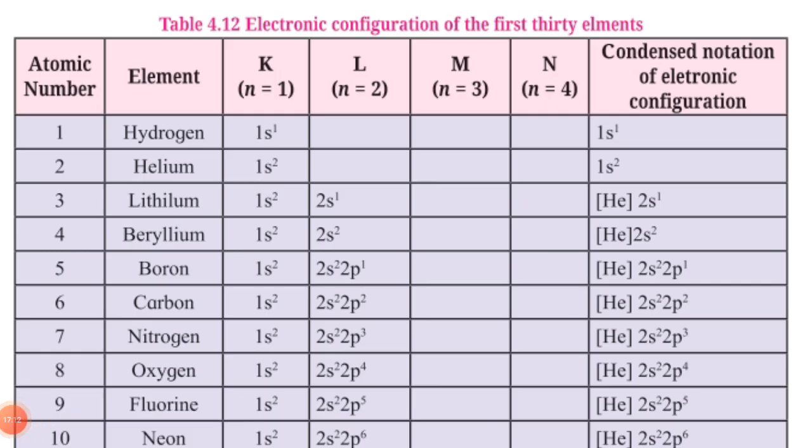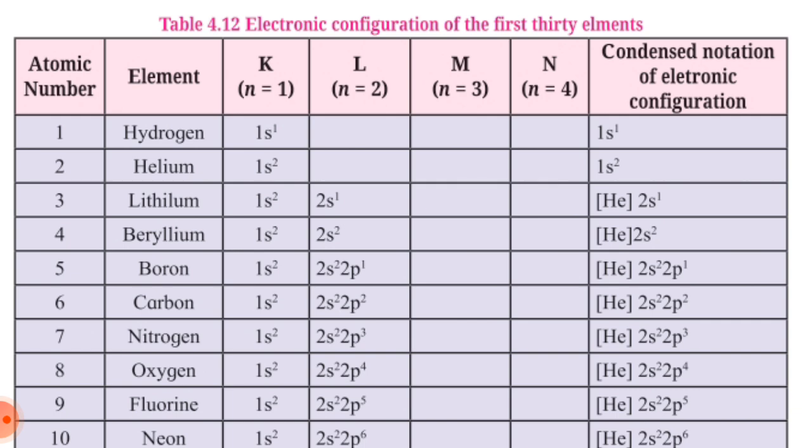Electronic configuration of the first 30 elements. Atomic number 1, hydrogen, 1s1. Condensed notation is 1s1. 2, helium, 1s2. 3, lithium, 1s2, 2s1, condensed: helium 2s1. 4, beryllium, 1s2, 2s2, condensed: helium 2s2. 5, boron, 1s2, 2s2, 2p1, condensed: helium 2s2, 2p1.